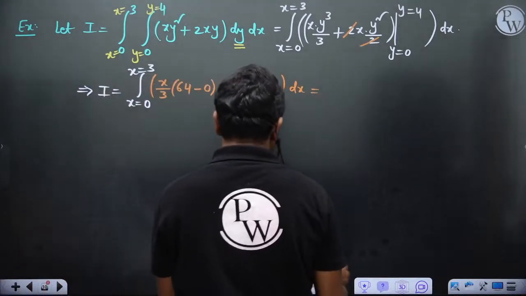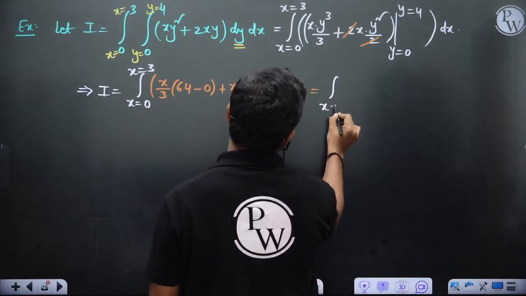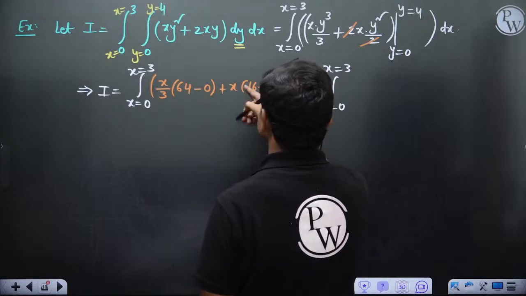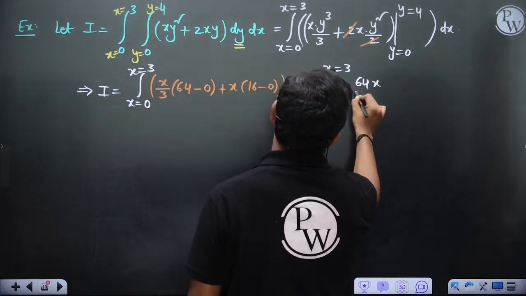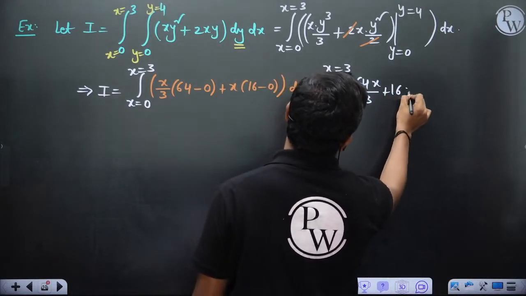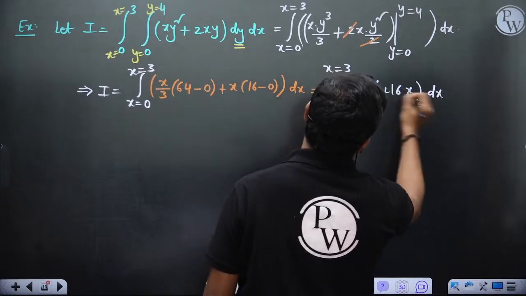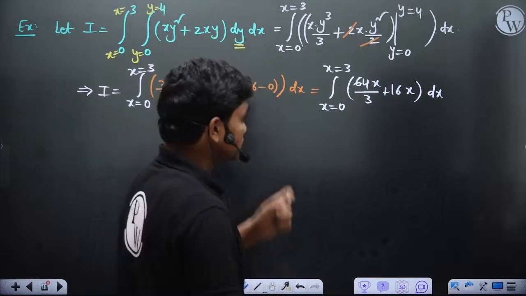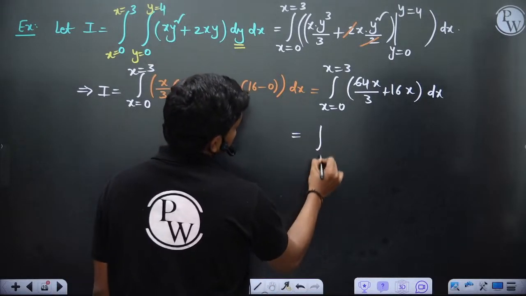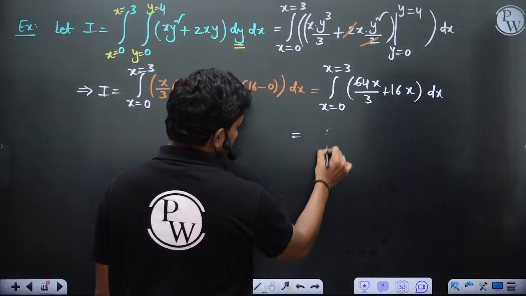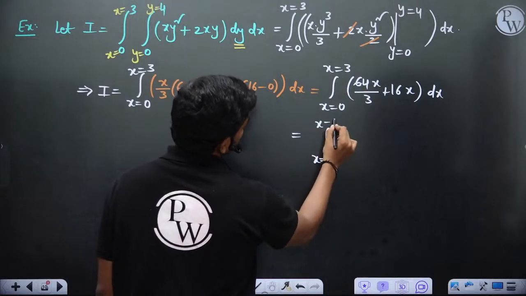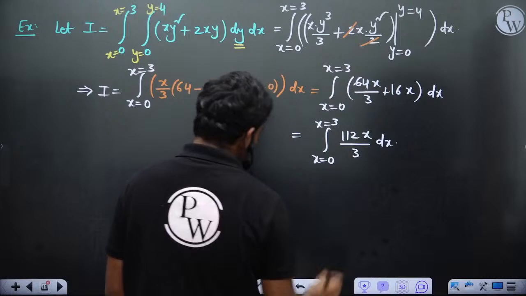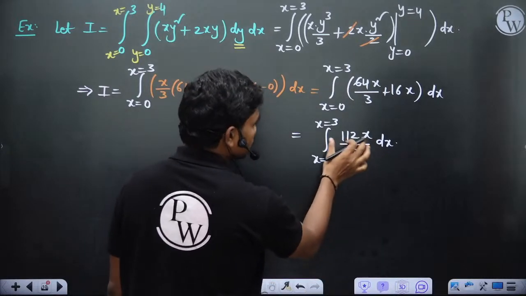So this tells you integral x from 0 to 3. And if you simplify this, 64x by 3 plus 16x dx. If you take LCM, this is 48, 16 into 3 is 48, 48 plus 64 gives you 112, correct? So integral x from 0 to 3 of 112x by 3 dx. As I told you, upon simplification, this function is only now in terms of x.